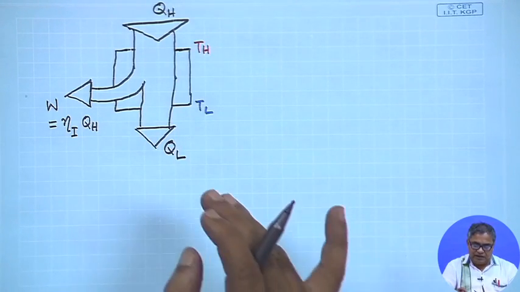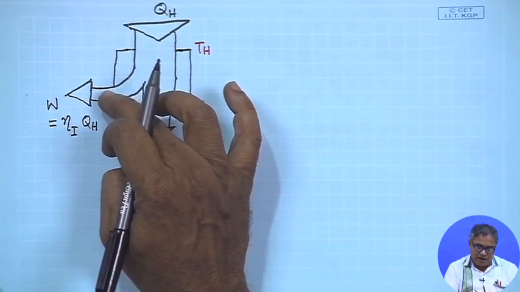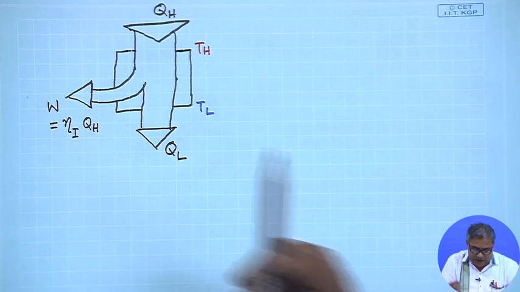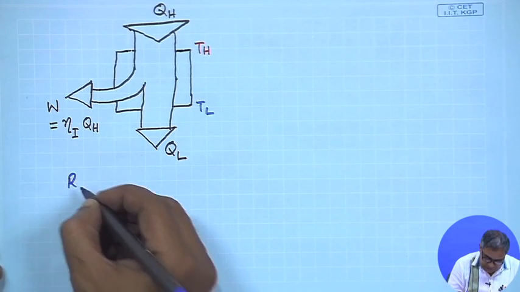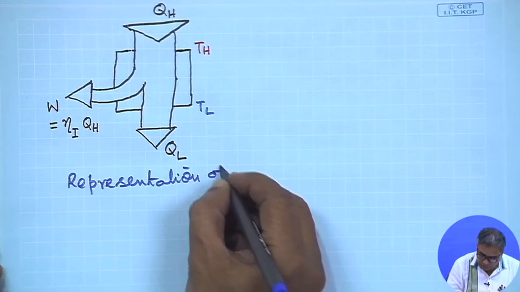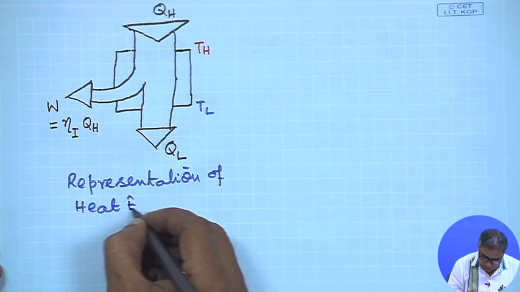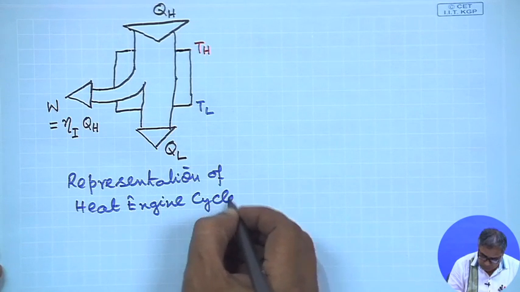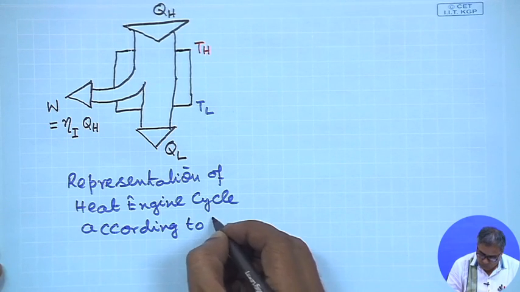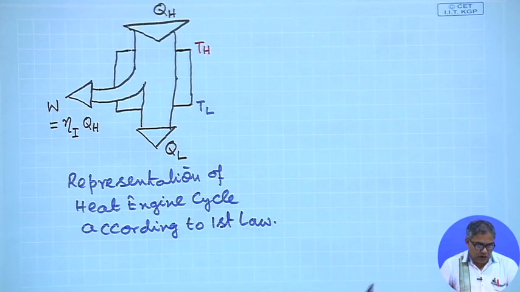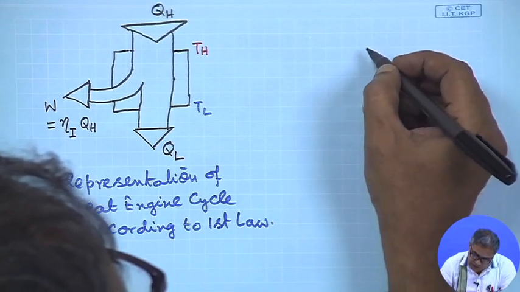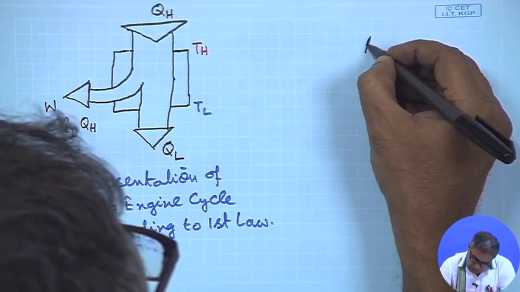So, you see thermal energy is entering, but part of it is getting converted into work, that is the perspective of the first law of thermodynamics. So, we can write representation of heat engine cycle according to first law. Then from second law, if we try to represent this, it will be something like this.